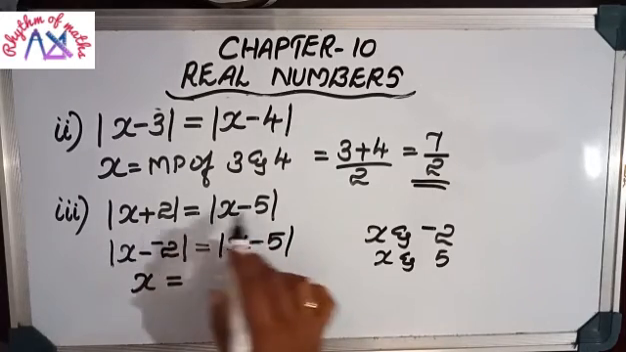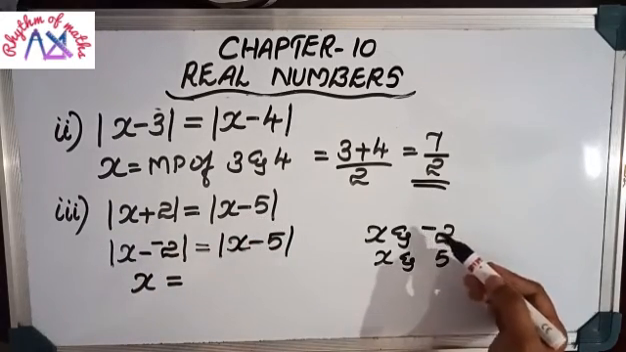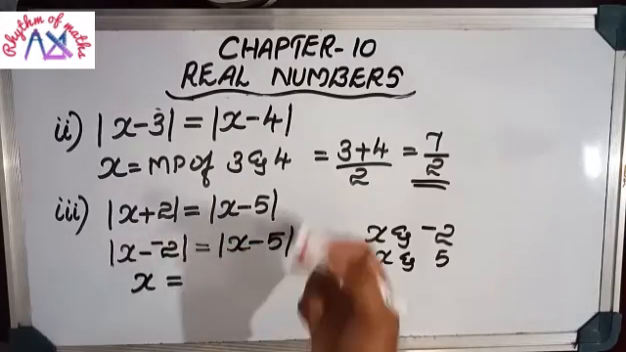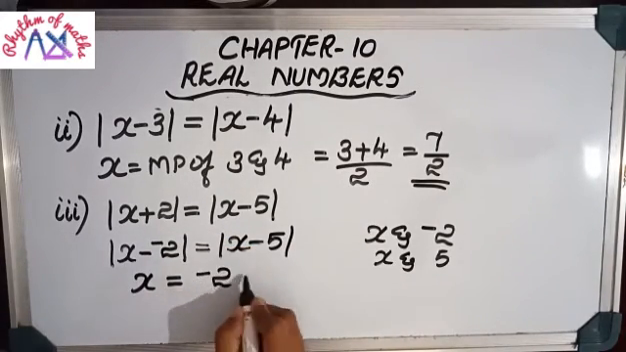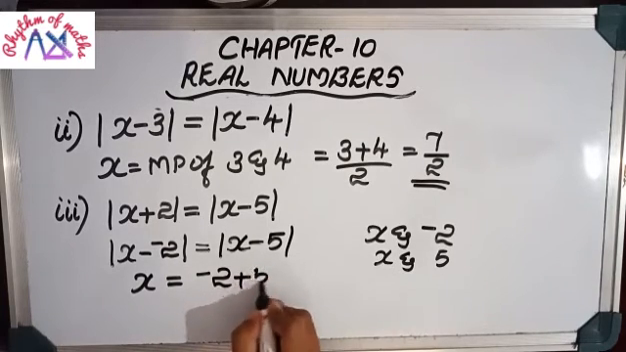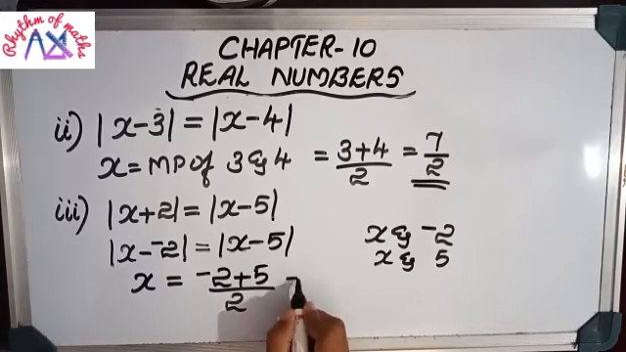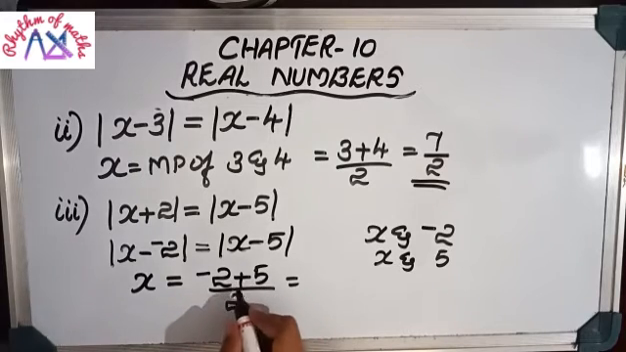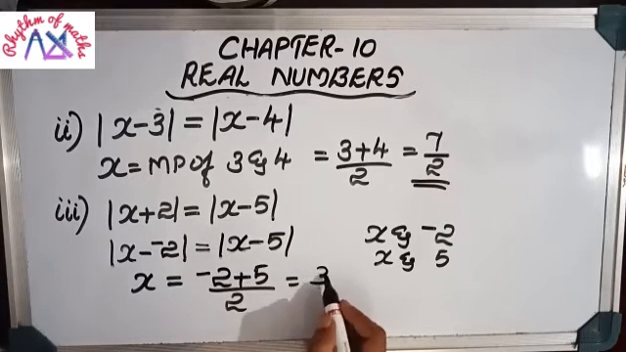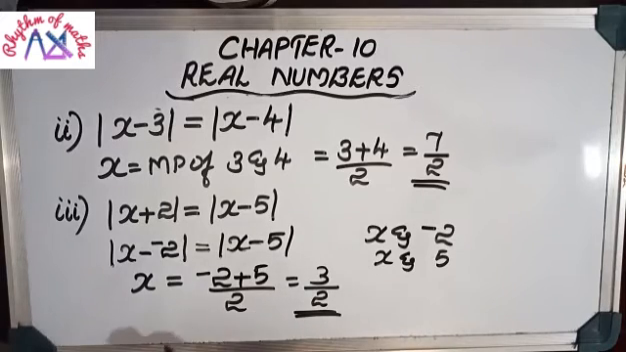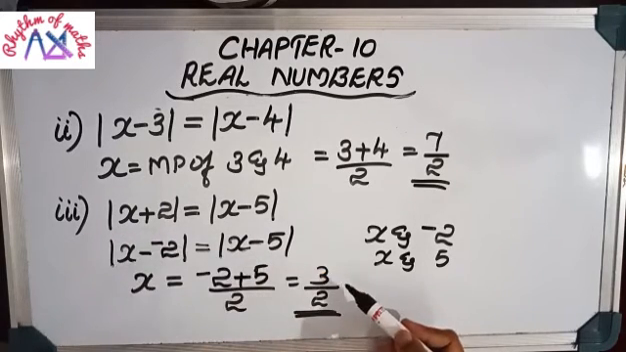Don't consider it as 2 and 5. Here it is minus 2. If it is plus, you have to take the reverse sign. That is minus 2. So x equal to midpoint, that is minus 2 plus 5 by 2. So minus 2 plus 5, different sign means subtraction. So 5 minus 2, answer is 3. Bigger is 5, 5 sign is what? Plus. So 3 also plus. So 3 by 2 is the x value. Okay. So here in this question x value is 3 by 2.